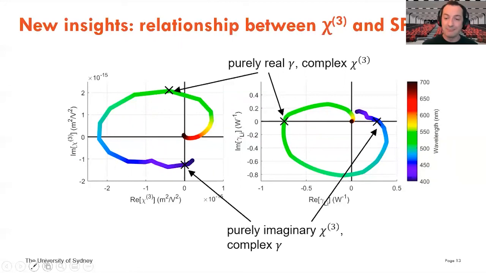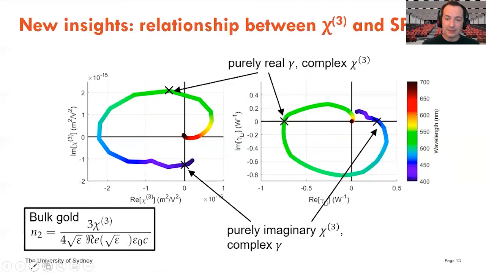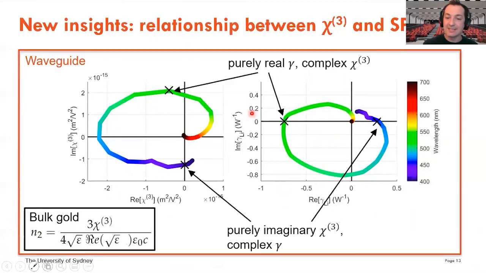Although this might seem surprising, if we go back and look at how n2 and chi3 are related in the case of bulk gold, for example just a bulk gold film, we see that the denominator contains a complex number via the metal permittivity. And so this corresponds also to a rotation in the complex plane. In the waveguide case, things are a little bit more complicated, but this is an equivalent non-trivial transformation in the complex plane between the chi3 of the constituent materials and the nonlinear coefficient of the waveguide.